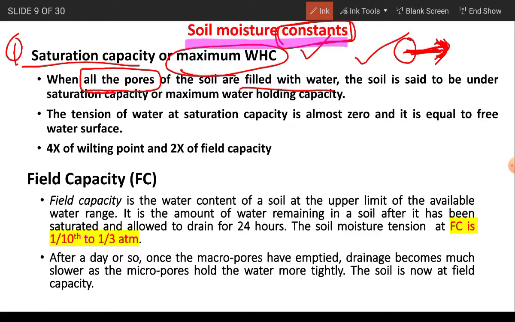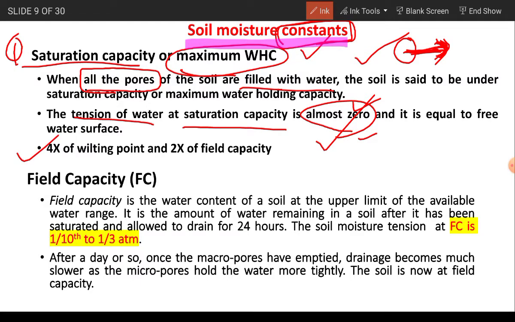Okay, the tension of water at soil saturation is almost zero. You must remember this. At saturation capacity, what is the water tension? Because there is no tension in this system. There is plenty of water, so there is no tension. So the tension is zero, equal to a free water surface. You remember this, this is very important.